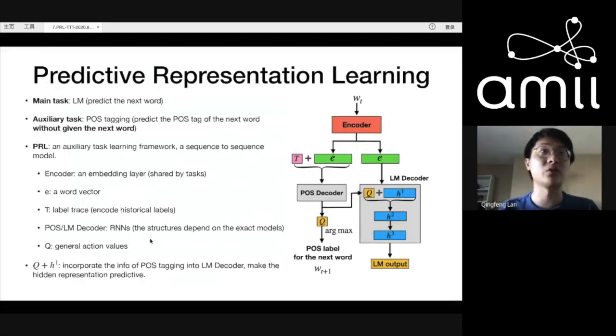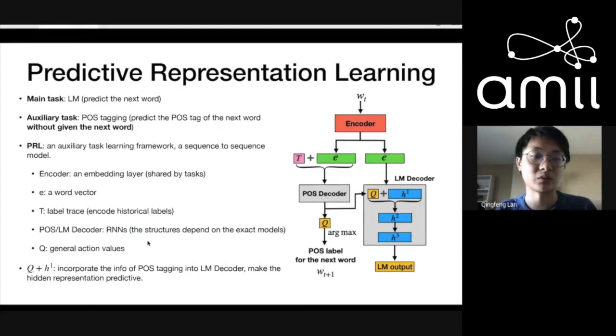We then introduce our main method, PRL. Here again, the main task is language modeling, and the auxiliary task is POS tagging. Since the task of language modeling is to predict the next word, to coordinate with that, we change the goal of POS tagging to predict the POS label of the next word without being given the next word. Because our main task is to predict the next word, we don't know the next word. That's why we predict the POS label without being given the next word. And PRL is an auxiliary task learning framework.